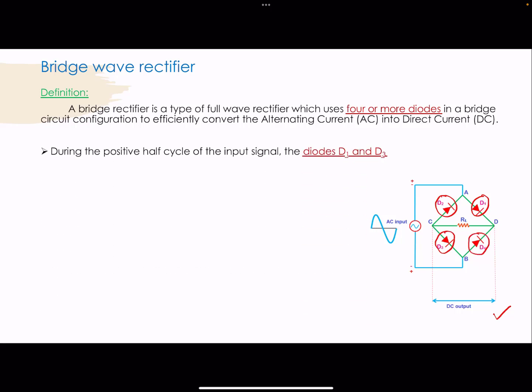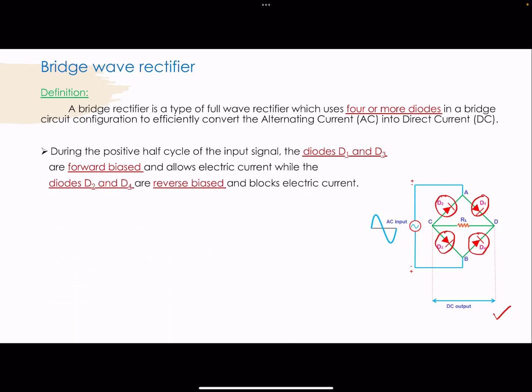So during the positive half cycle of the input signal, the diodes D1 and D3 are forward biased and allow the electric current, while the diodes D2 and D4 are reverse biased and they block the electric current. So if you see here, this is the AC input signal. During the positive half cycle of the input signal, the diodes D1 and D3 are forward biased, so they allow the electric current to pass through the diodes, whereas the diodes D2 and D4 are reverse biased, so they block the electric current from passing through the diodes.